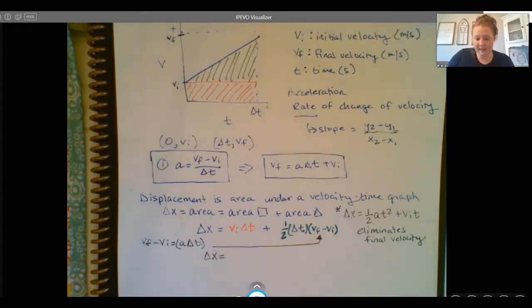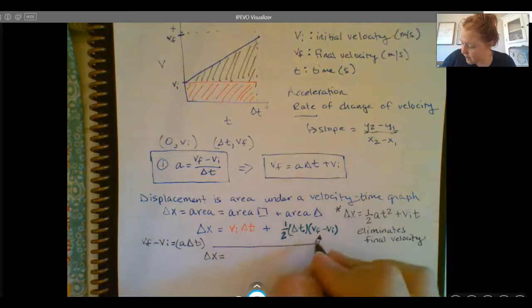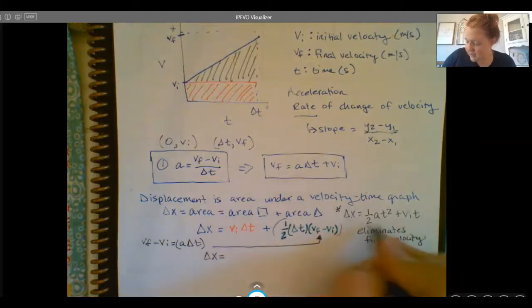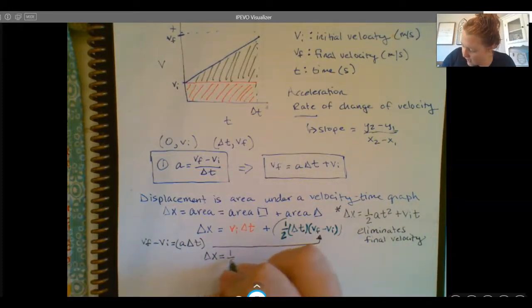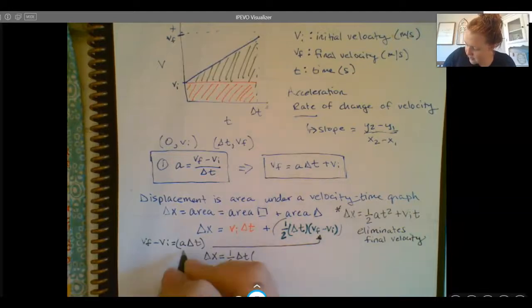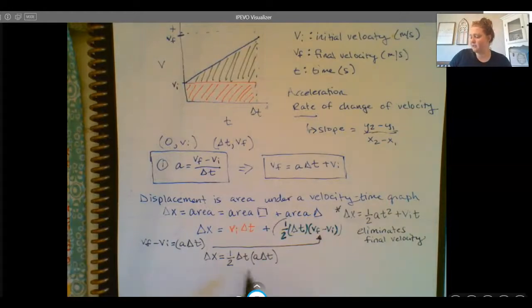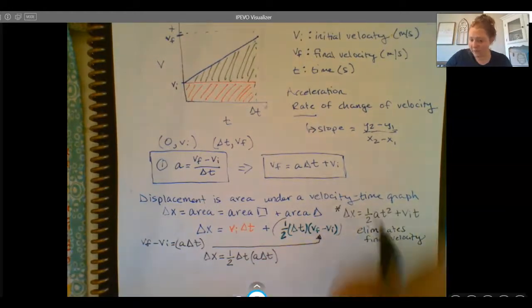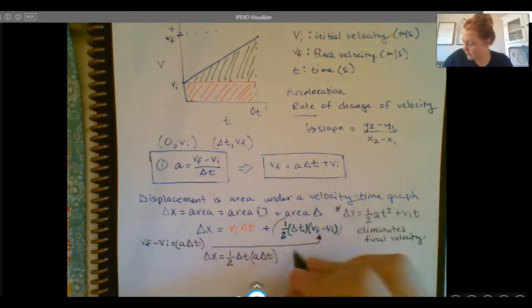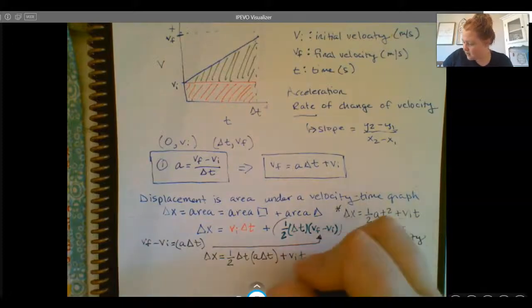So delta x equals, I'm going to put this term first because that's what I'm trying to get, 1/2 delta t times, if I substitute, a delta t. Well, you should see right off the bat, now this delta t gets squared, and we are where we want to go. So 1/2, there's that, and I'm not going to forget my VIT here. So notice I just switch those around and I can make that a delta t.